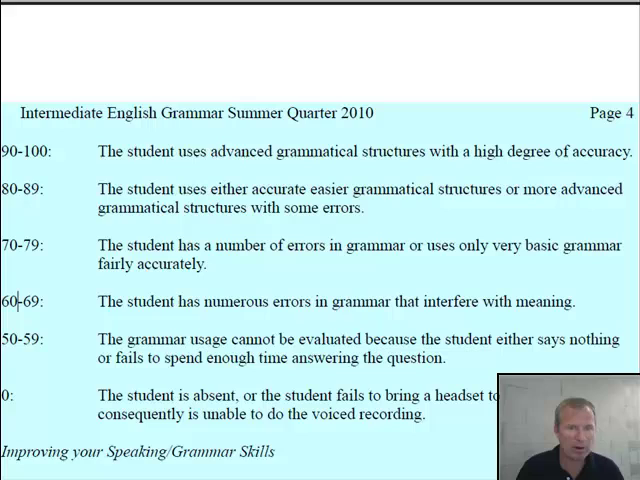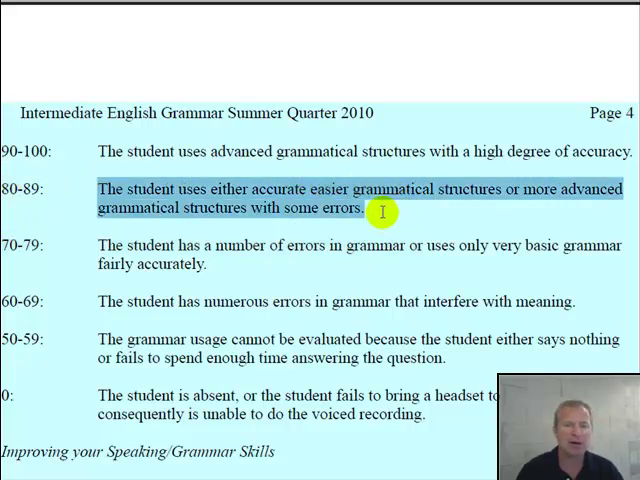Okay, this is how your speaking will be graded, and the main thing is 90 to 100: you have advanced grammar structures with a high degree of accuracy. You have 80 to 89: in this case, you have either easier grammatical structures or more advanced structures with some errors, and so on.